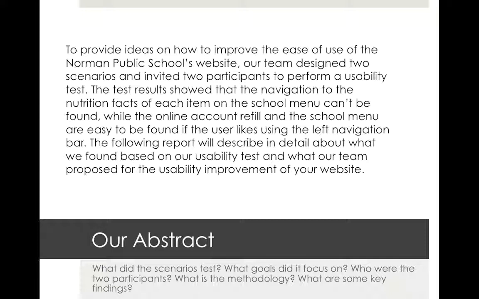To provide ideas on how to improve the ease of use of the Norman Public Schools website, our team designed 2 scenarios and invited 2 participants to perform usability tests. The test results showed that the navigation to the nutrition facts of each item on the school menu can't be found, while the online account refill and the school menu are easy to be found if the user likes using the left navigation bar. The following report will describe in detail what we found based on our usability tests and what our team proposed for the usability improvement of your website.